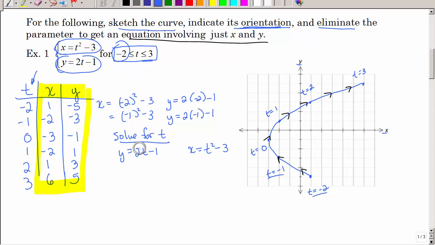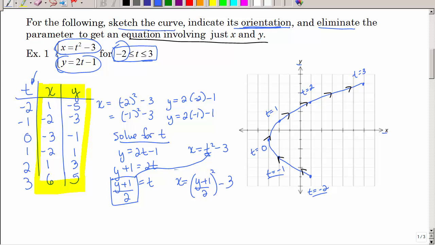So let's come over here and solve for t. So I'm going to add 1 and then divide by 2, and that's t. And then I'm going to substitute it into the other equation. And you don't have to go any further, but look at that equation.